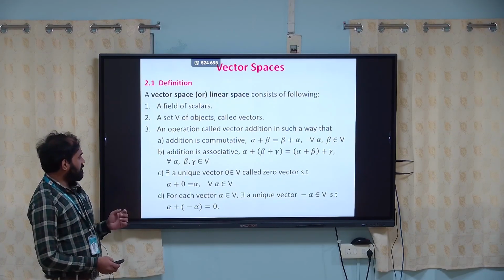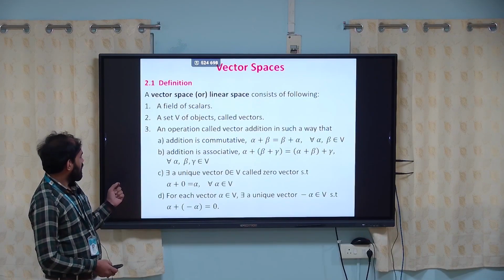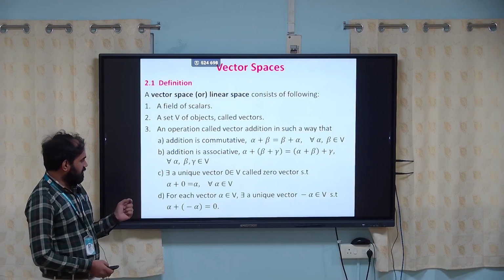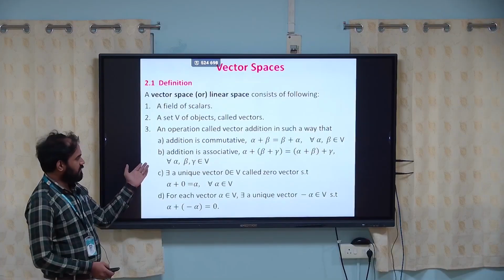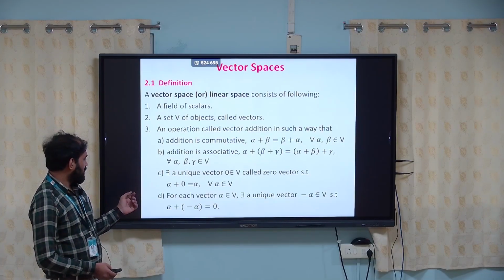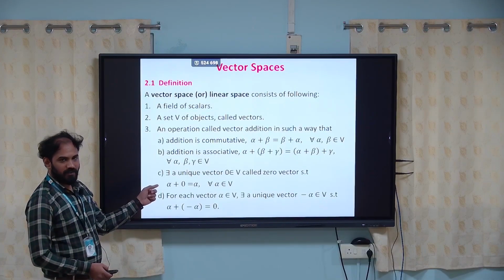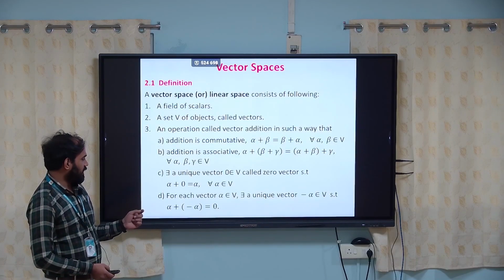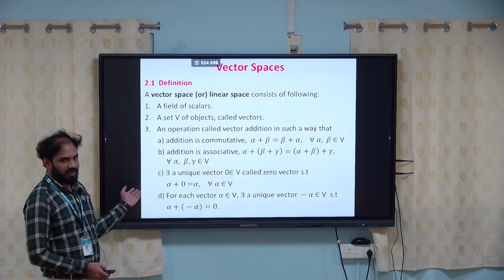A vector space, or another way of calling it, a linear space, consists of the following: a field of scalars, and a set V of objects called vectors. Third, an operation called vector addition in such a way that addition is commutative, and addition is associative. There exists a unique vector 0 belonging to V, the identity element, called the zero vector or additive identity, such that alpha plus 0 equals alpha.